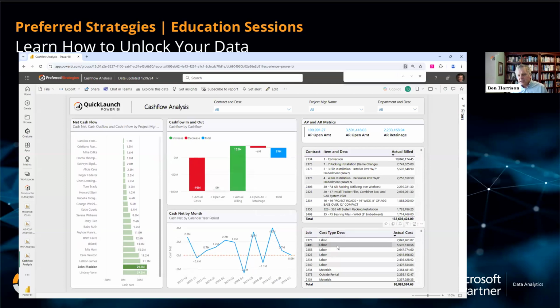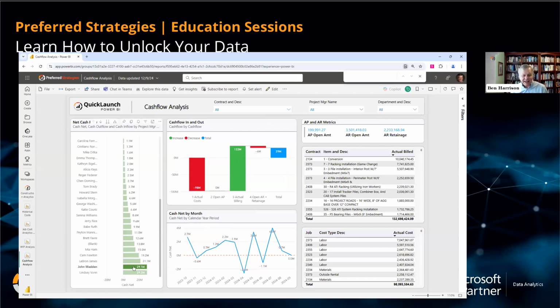I have cost by a labor type and how much we spent on each one for each job. I might want more granularity to that. I've got my open AP. If I look at the actual billing, that's over here. What have I actually billed for that? And then the 6 million adjustment to that is the combination of AR open and AR retainage. That's money that I have not collected, even though I billed for it. So this gives me kind of a vision for that.